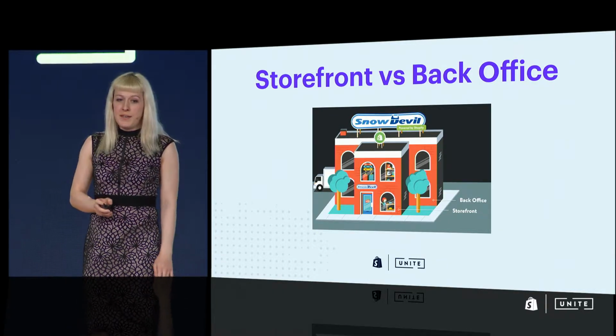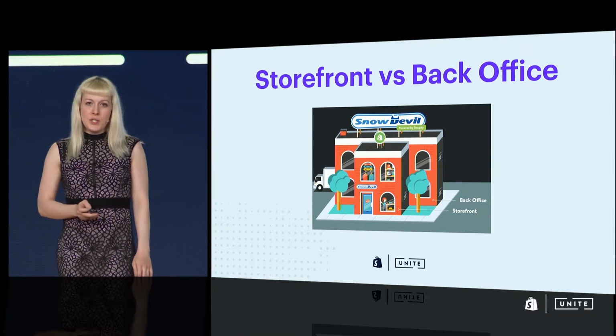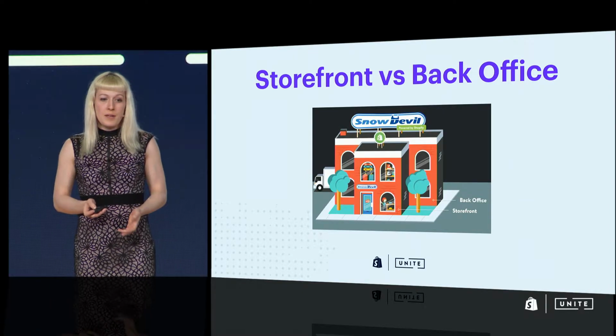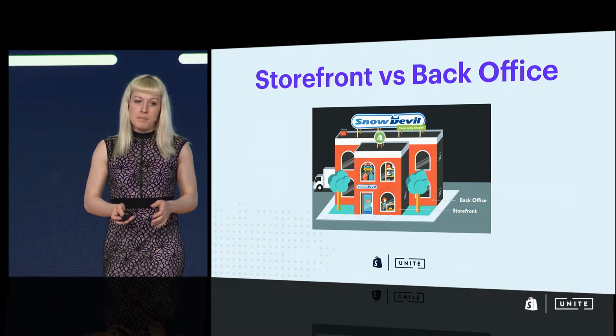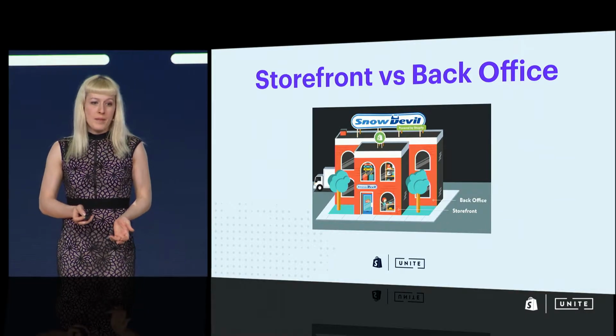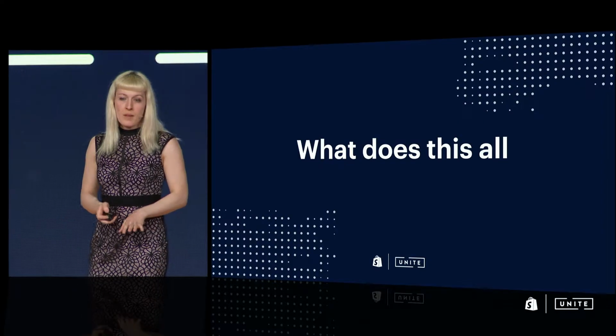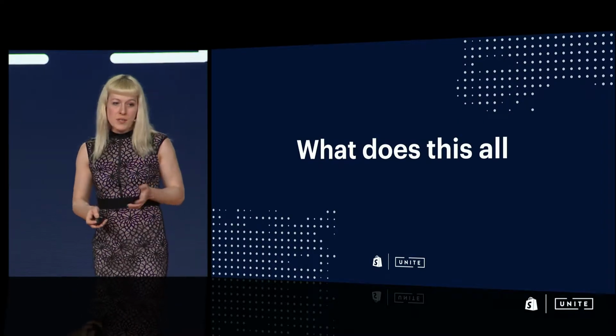The storefront side of things is basically our online store. As an API, it's a set of actions a customer can perform within your shop. This means viewing products, building a cart, creating a checkout, paying for that checkout, and creating an order. The Storefront API gives you access to all of these resources and actions. So what does this all mean for you as partners and as developers?